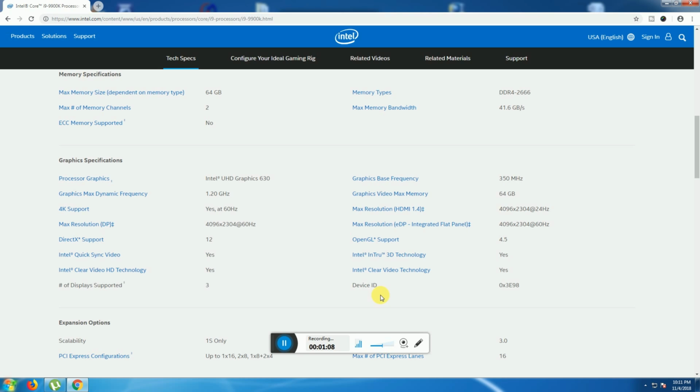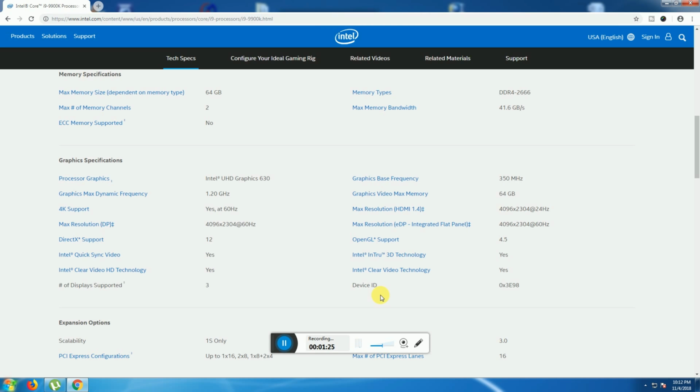Intel UHD Graphics 630 is there. Graphics base frequency is 350 MHz. The graphics maximum dynamic frequency is 1.2 GHz. Graphics video maximum memory is 64 GB. 4K is supported at 60 Hz. Maximum resolution for HDMI is 4K.